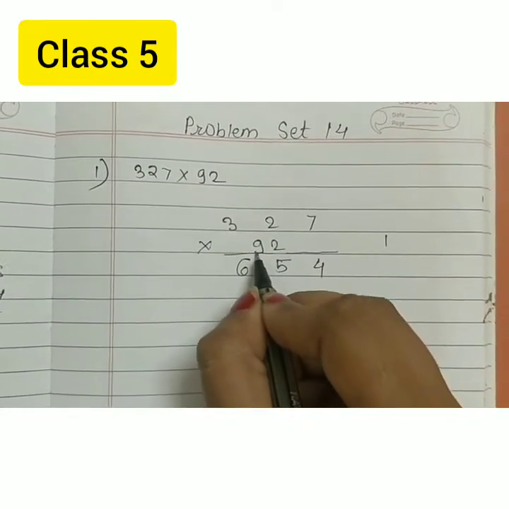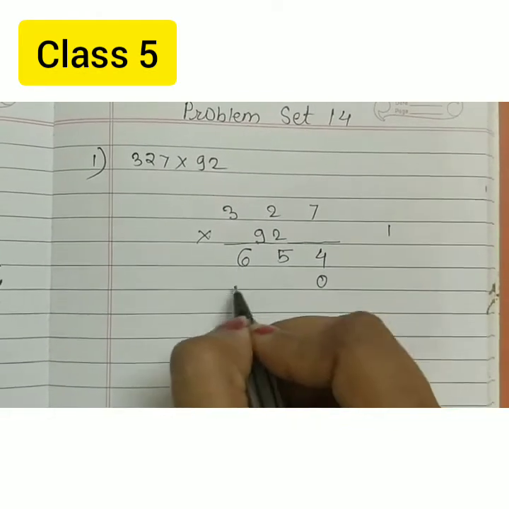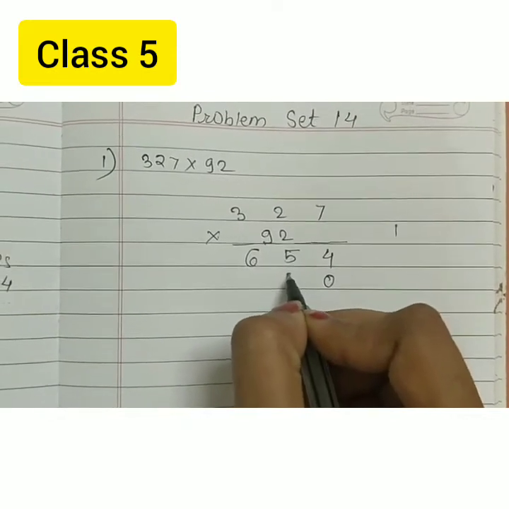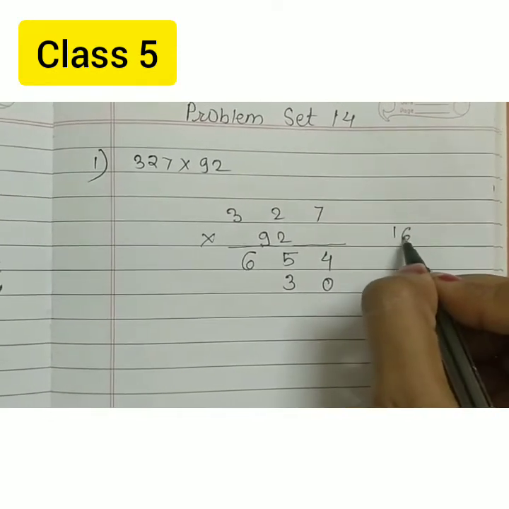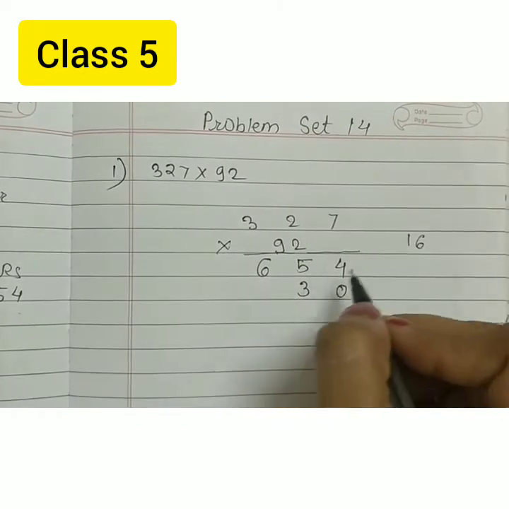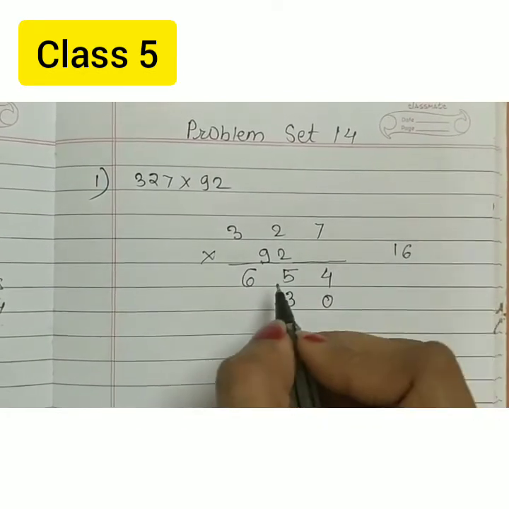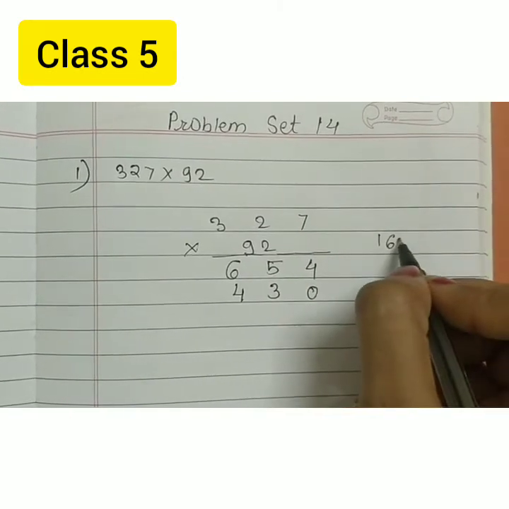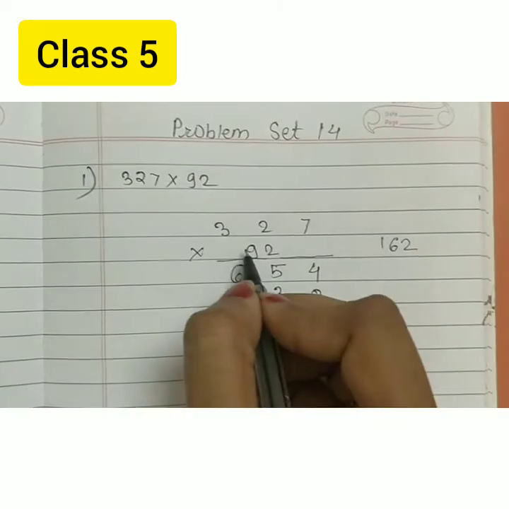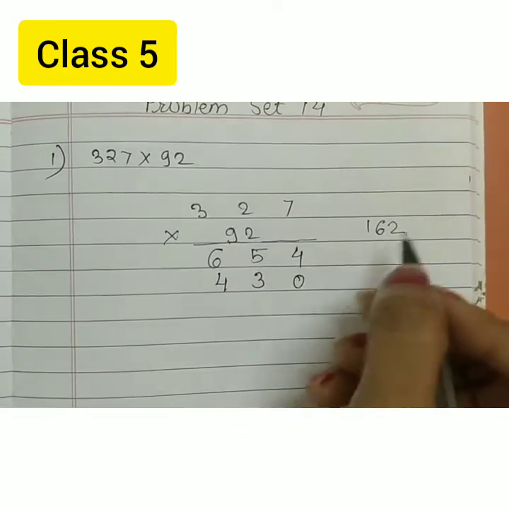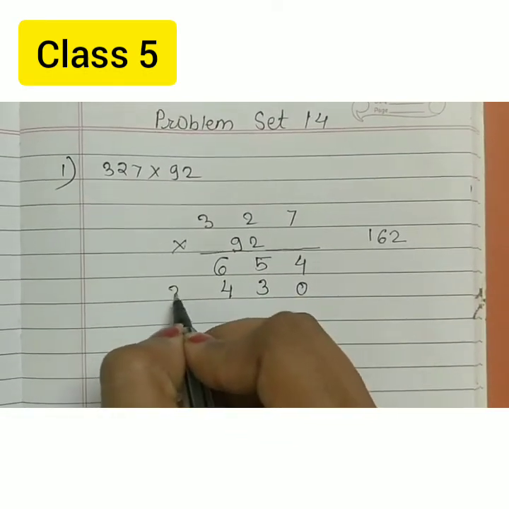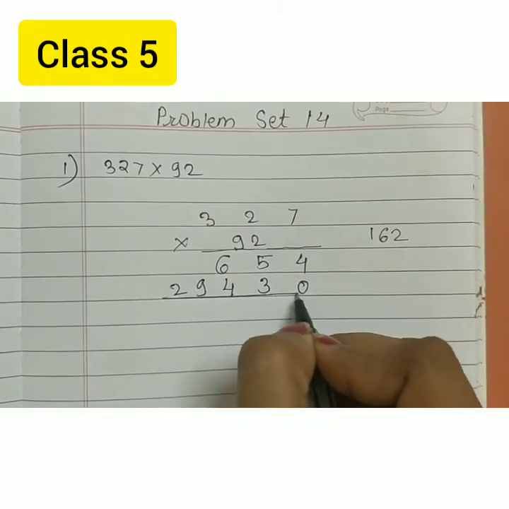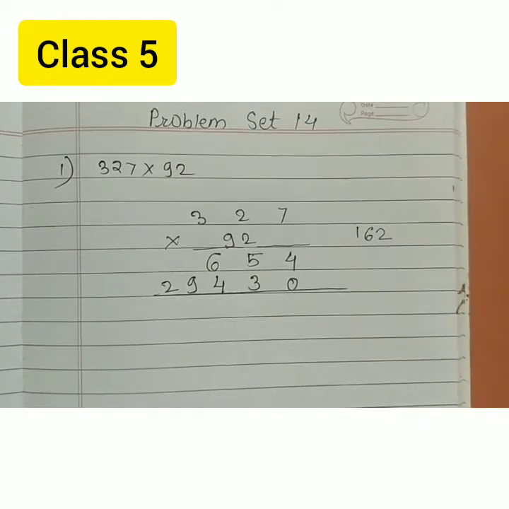Now since the place value of 9 is 90, I am going to place 1 zero. 9 sevens are 63. So I have 6. 9 twos are 18. 18 plus 6, 24. And 9 threes are 27. 27 plus 2, okay.